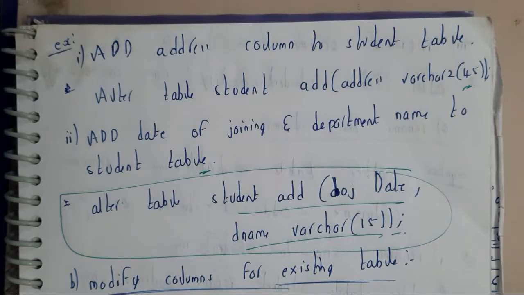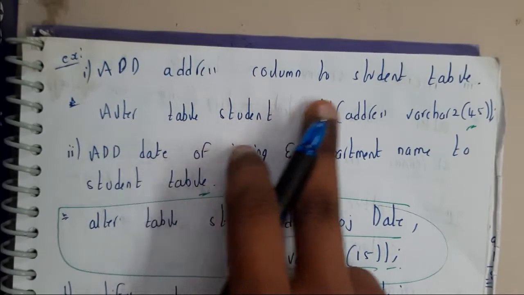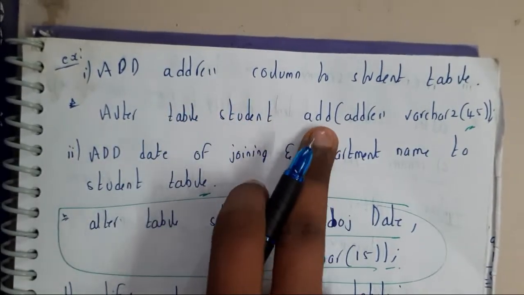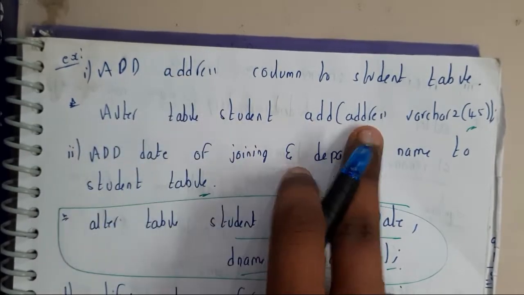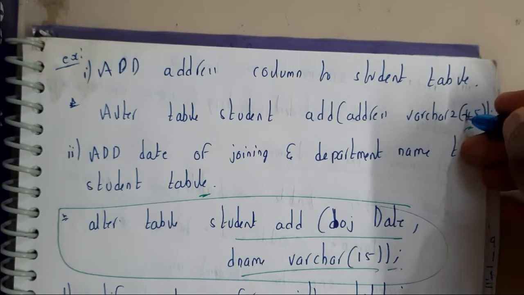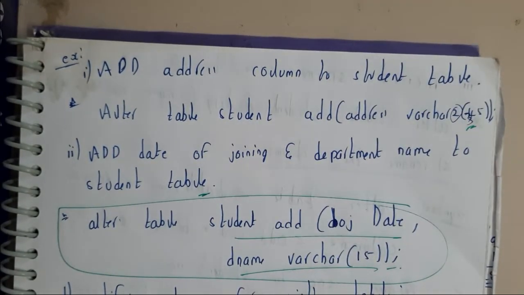The sentence will be the exact same. Fine. So let us take a small example. So he gave add address column to the student table. So alter table student. So student is the table name. Add the particular column name. Let us assume address varchar2 size 45. Fine. So basically 45 will not be supported by varchar2, guys. So give it 32 or 40, like that.